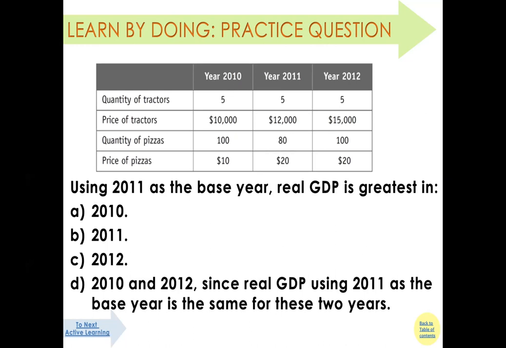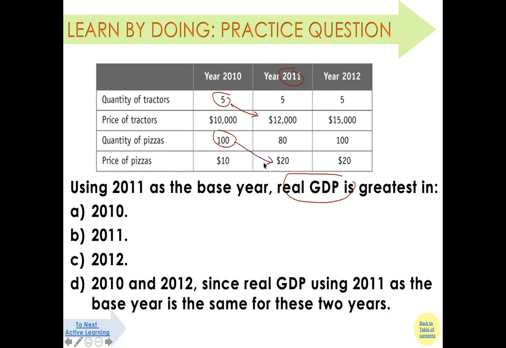All right. So now we look at the same example, but now this question asks you to compare real GDP in 3 years. But here, 2011 is used as the base year. So let's go one by one. For 2010, the real GDP will be this number multiplied by this number, 100 multiplied by this number.